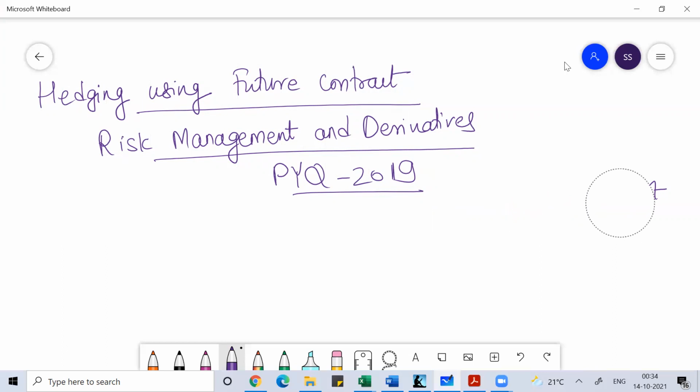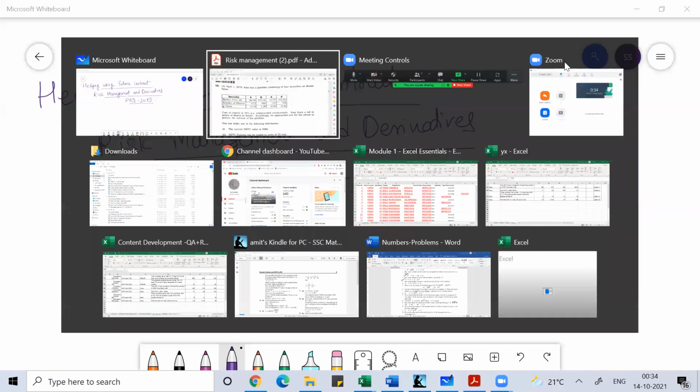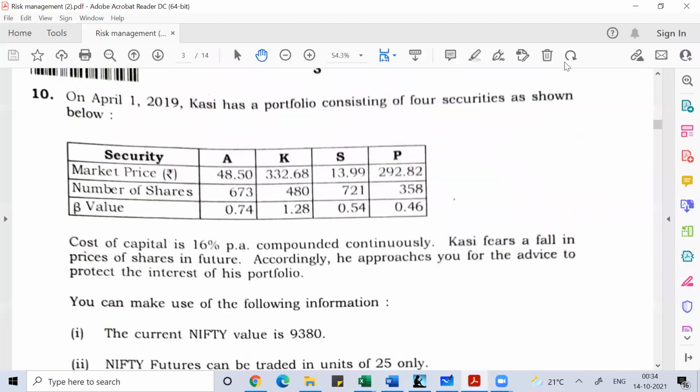The rate of interest here is given as 16% per annum, which is continuously compounded. Here they have given the portfolio of a person who has created a portfolio where he has invested in four stocks. I believe in the portfolio management subject you studied the logic of creation of portfolio, where we prefer to include those stocks in the portfolio which are negatively correlated.